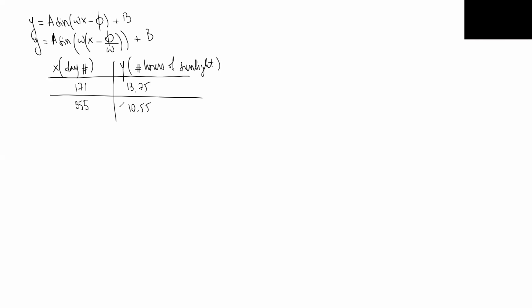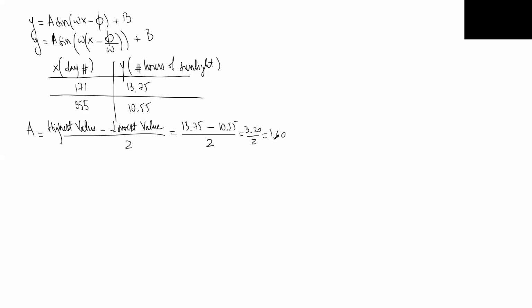So how do we do that? First of all, we can find the amplitude. Why? Because the amplitude depends just on the maximum value and the lowest value of y, our function, and we know both of them. So the amplitude is the highest value minus the lowest value, all divided by 2. Our highest value is 13.75. The lowest number of hours of sunlight in 2010 is 10.55 in Miami, Florida. So that divided by 2, that gives us 3.20 divided by 2, which is 1.6. Okay, now we have the amplitude.